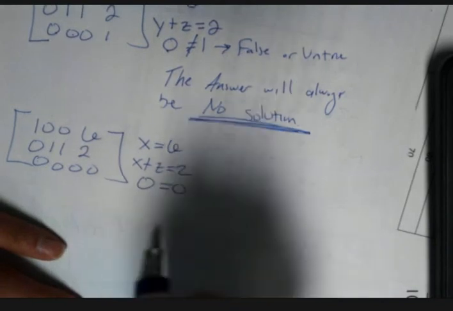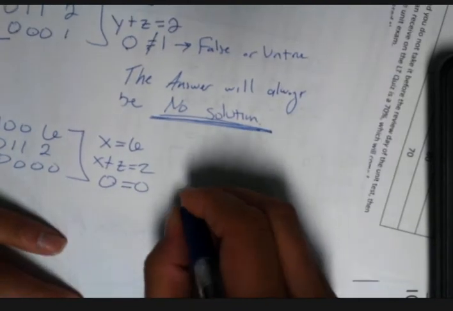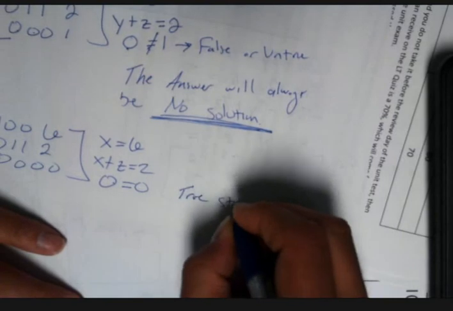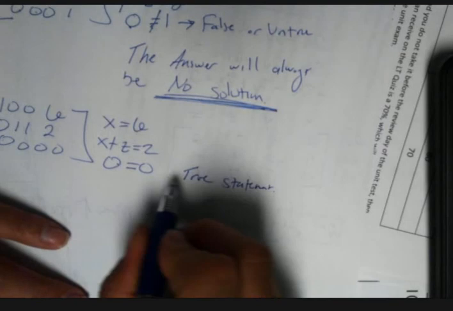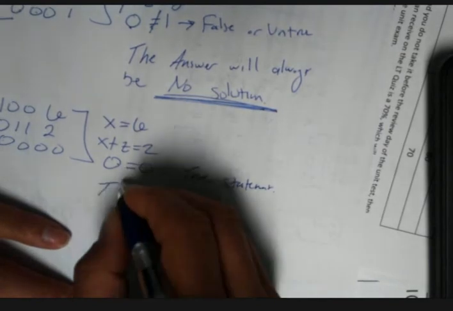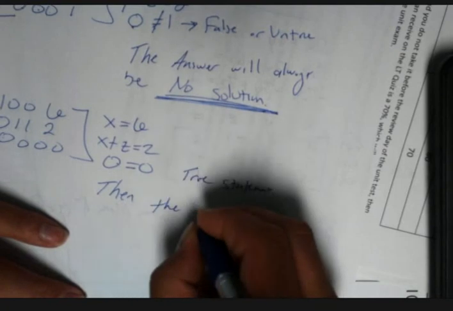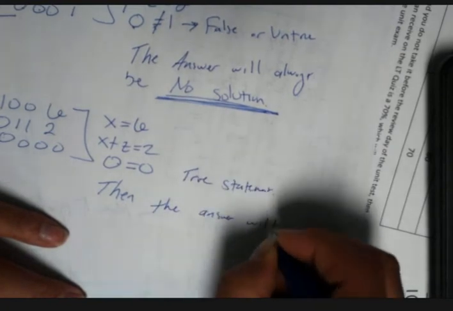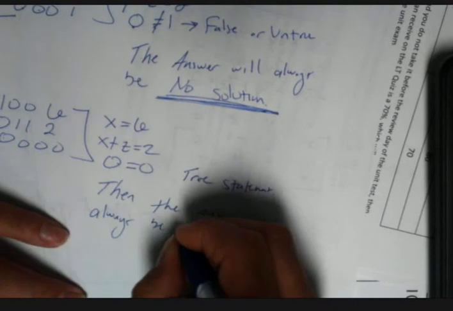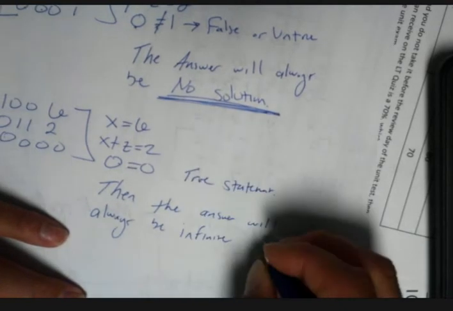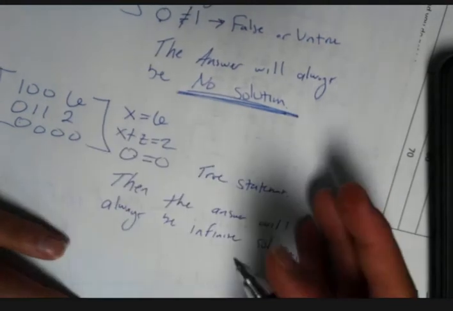Okay, now this 0 equals 0 is a true statement. Okay, that's a true statement. So if you have a true statement, then the answer will always be infinite solutions. Or you can say infinitely many solutions. Either one of those works.